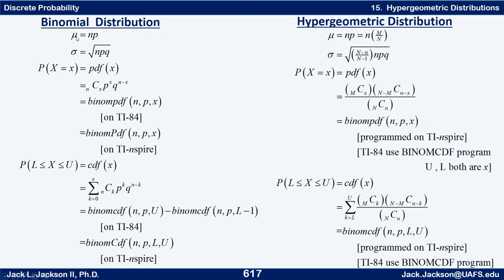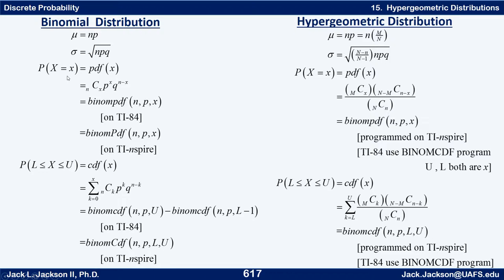Now, in a binomial distribution, mu is np. In a hypergeometric, mu is np, where p is capital M over N. The standard deviation for binomial is the square root of npq. And the standard deviation in hypergeometric is the square root of npq times this other factor right here.